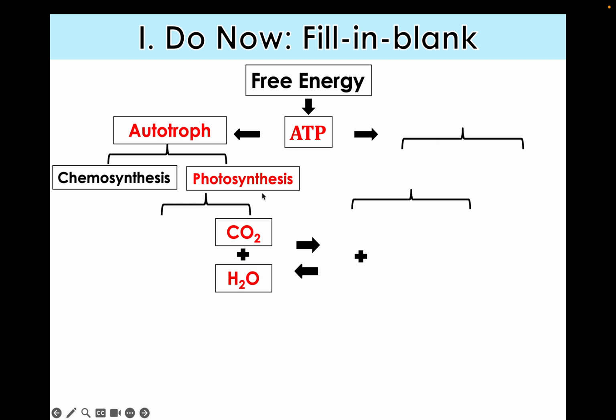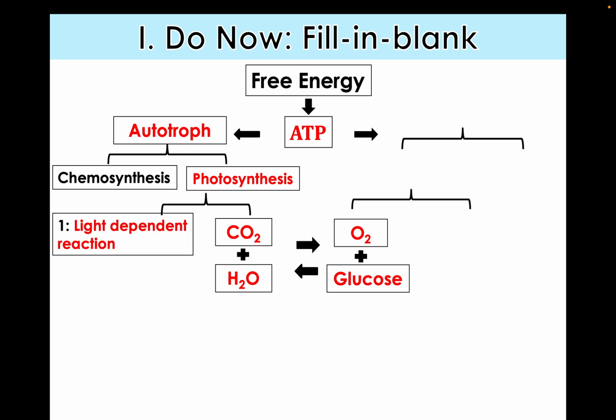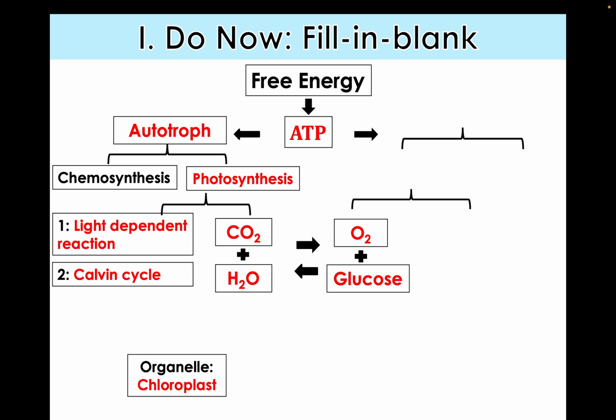Photosynthesis is what we're going to focus on, not chemosynthesis. Photosynthesis requires carbon dioxide and water in order to occur. From this reaction, we will get glucose and then the waste product of oxygen. There are two steps in photosynthesis. The first step is called the light-dependent step because light is needed along with carbon dioxide and water to do photosynthesis. There's also a second step called the Calvin cycle. The place that this process occurs is the organelle, the chloroplast, which you only find in plant cells.